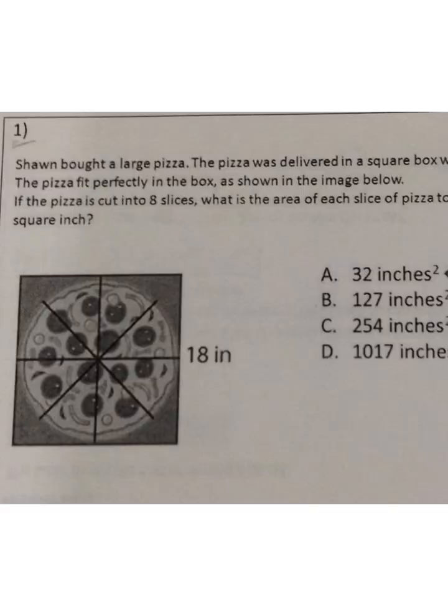Turn to the back, make sure you have the following in front of you. Number 1, Sean bought a large pizza. The pizza was delivered in a square box with a length of 18 inches. The pizza fit perfectly into the box as shown in the image below. If the pizza is cut into 8 slices, what is the area of each slice of pizza to the nearest whole square inch?